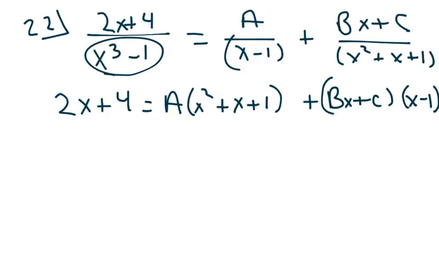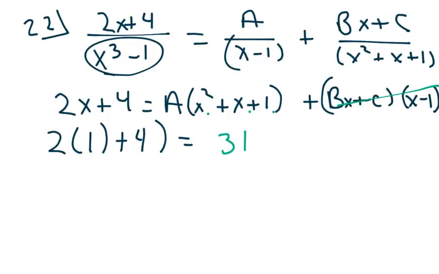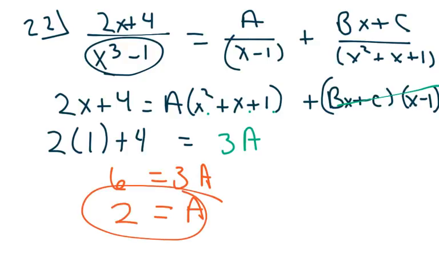The first thing I'm going to do is let x be 1. When I do that, I'm going to get 2 times 1 plus 4 equals, you know this is going to knock out here, right? So we're just going to get 1 plus 1 plus 1 is 3, so 3a. This equals 6, so 6 equals 3a. So a equals 2. So we have a. Now we have to find b and c. Just remember, have this written down so we can move on.